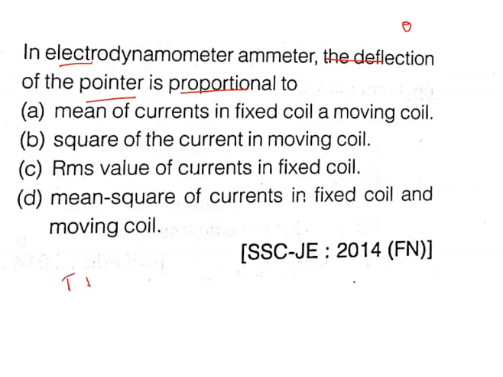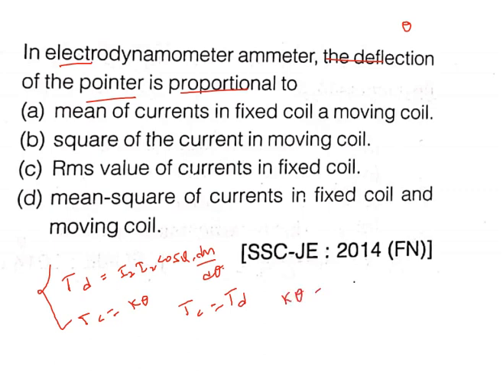The deflection torque, we know, is equal to I1 I2 cos phi dM by d theta. Controlling torque is K theta. At balance condition, what happens? Tc equals Td. Then K theta equals I1 I2 cos phi dM by d theta. From this, theta is proportional to what? I1 I2 will be there here. So theta is proportional to I1 I2.